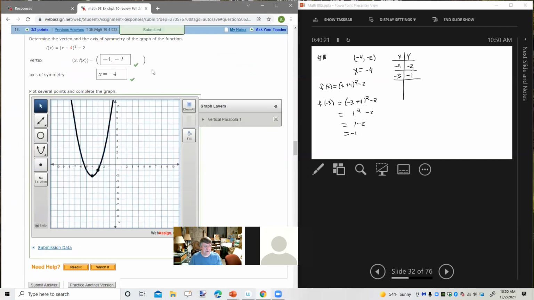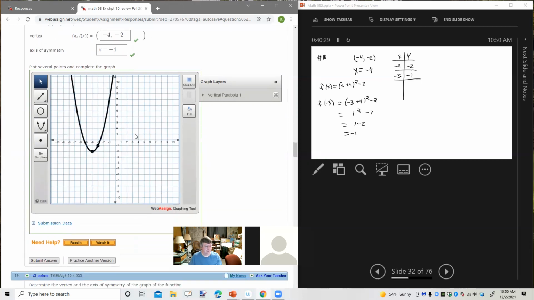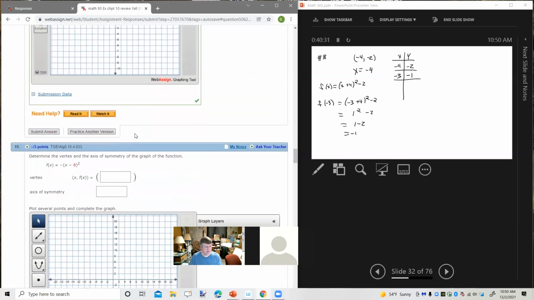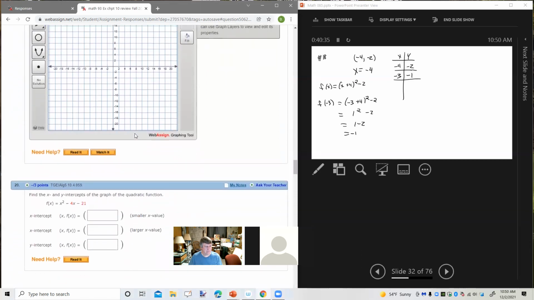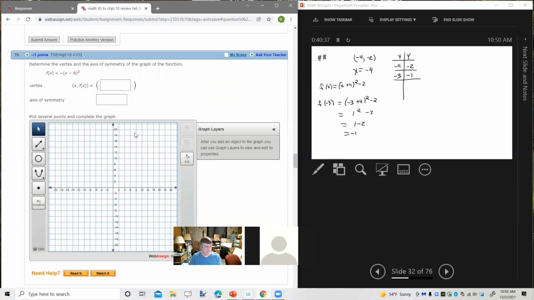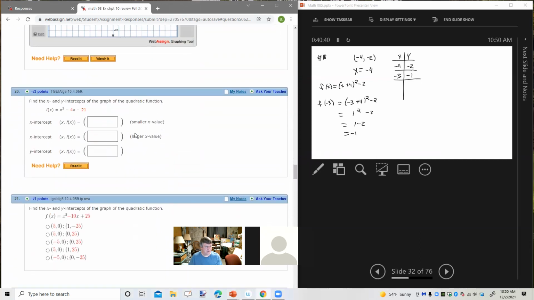Alrighty, so there's the vertex, the axis of symmetry, and the graph. Any questions there? Okay, let's see here. How are we doing for time? Yeah, let's move on and do another one here.